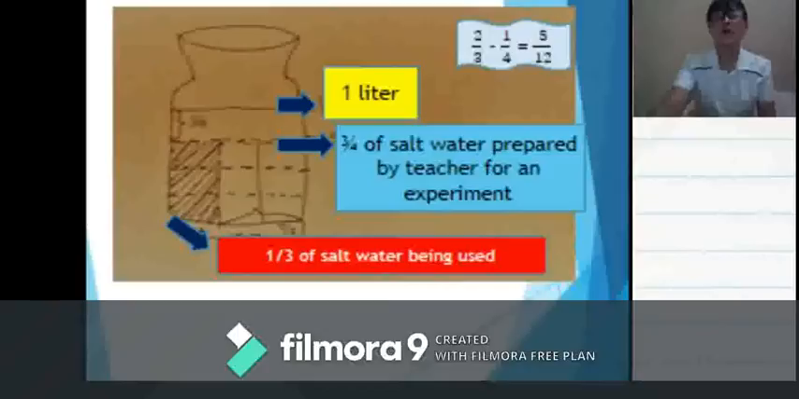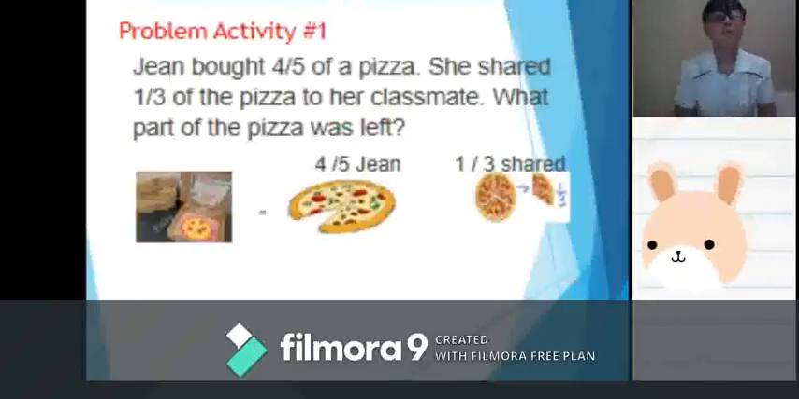So this time, I will give you another example of this concept. The problem is: Sandra has 4/5 of a pizza. She shared 1/3 of the pizza with her classmate. What part of the pizza was left?